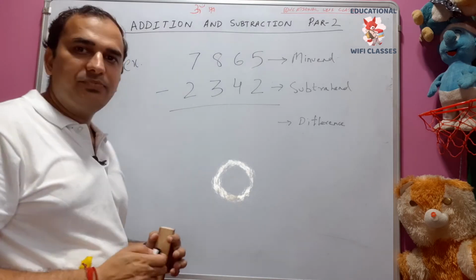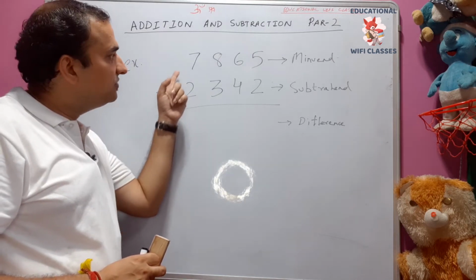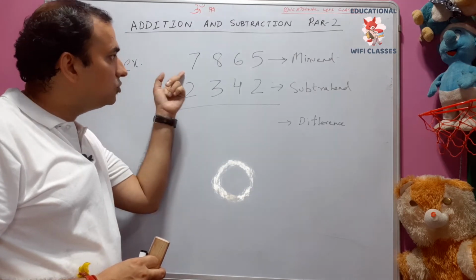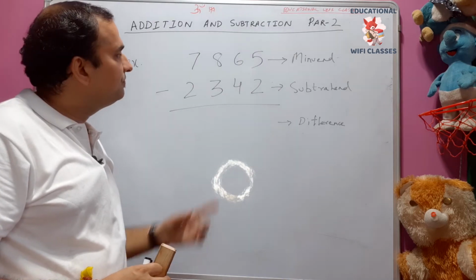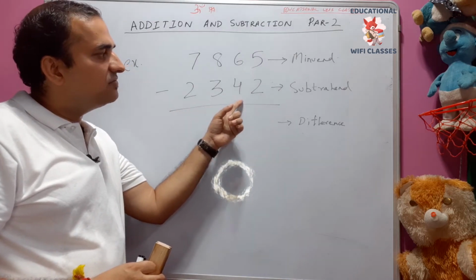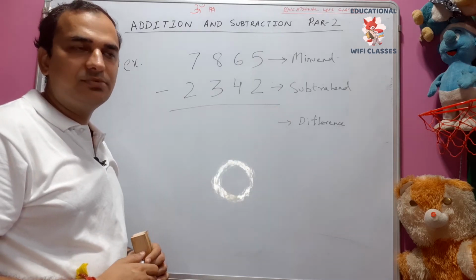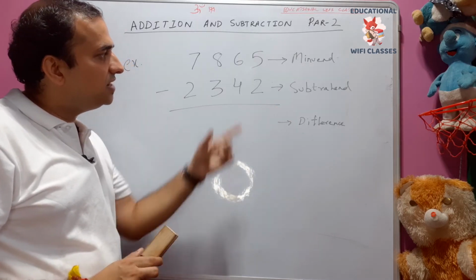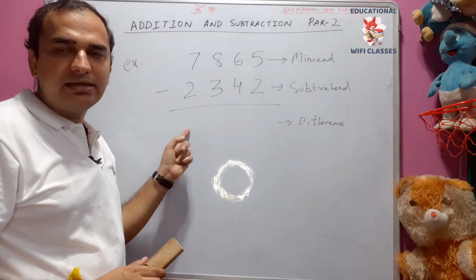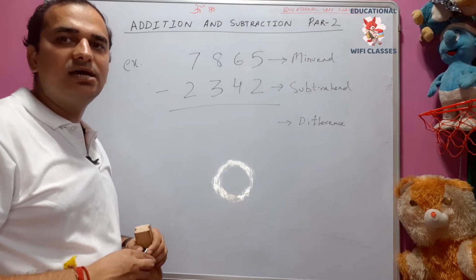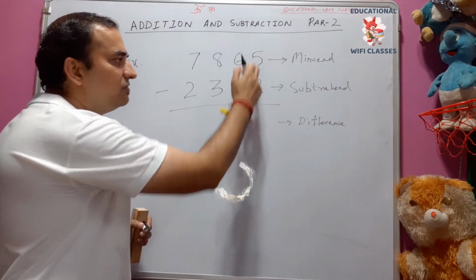So whenever we subtract, we write down two numbers, one on top, the other one under that one. The number on top is called minuend, and the other number which is written under that one is called subtrahend. So what are we doing here? We are deducting subtrahend from minuend. Then we will get the answer, but this answer is called difference.